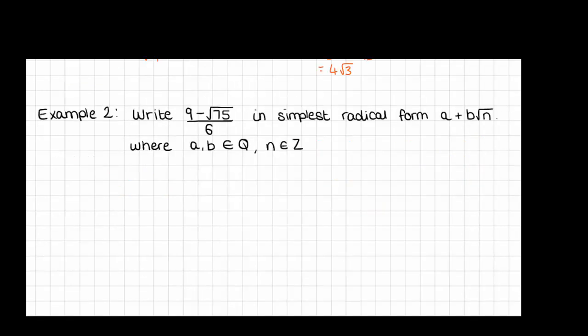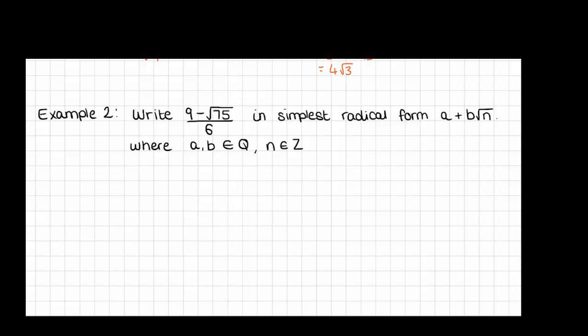So let's have a look at example 2, where we have to write 9 minus the square root of 75, all over 6, in simplest radical form, a plus b the square root of n, where a and b are elements of Q and n is an element of Z. So remember what that means is that a and b have to be rational numbers and n has to be an integer. Okay, to do this, obviously we want the simplest radical form, so we need to be able to simplify the square root of 75.